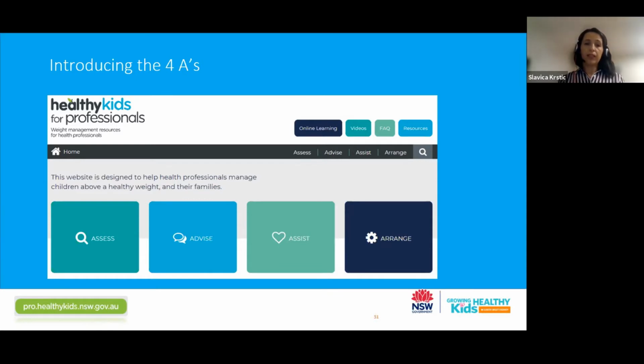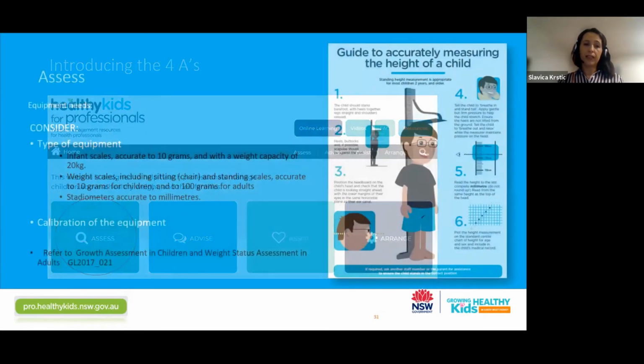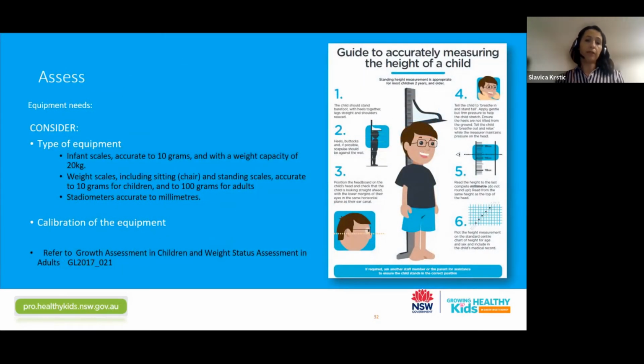So the first part for us to do is to assess. When we say assess, what do we actually mean? We need to do the height and weight measurements, or length measurements, for all children presenting to our services. But we want to make sure that we use the right equipment and do it accurately. So just for you to consider: what type of equipment do you have? Has it been calibrated? Is it appropriate for a child? We would like the infant scales to be accurate to 10 grams, with a weight capacity of at least 20 kilograms, and also to have a different type of scales available. We also like stadiometers to be accurate to the millimeter.